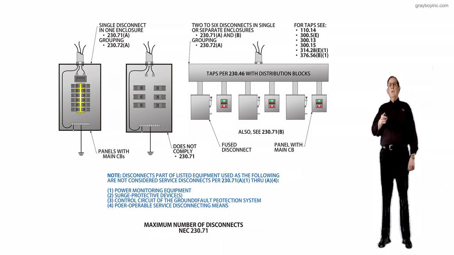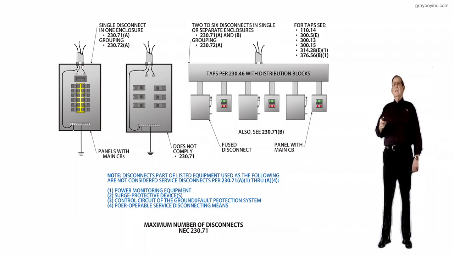Now, but notice here, this is a violation. I can't come in and hit the lugs and have 2 to 6 mains in this individual enclosure. That would not comply with 230.71.